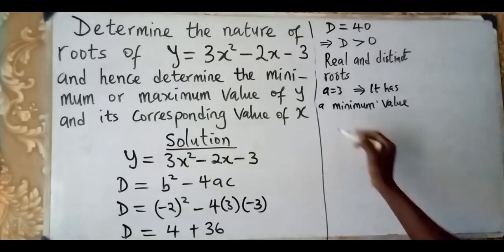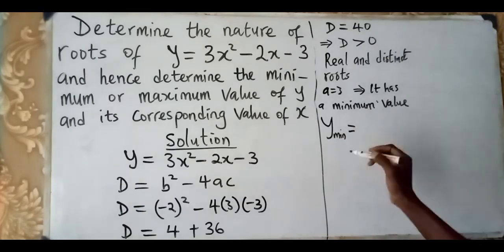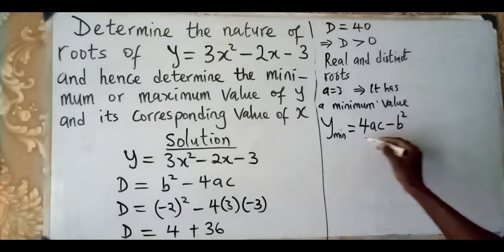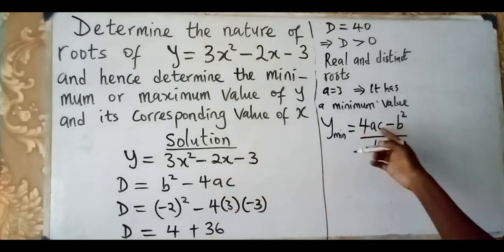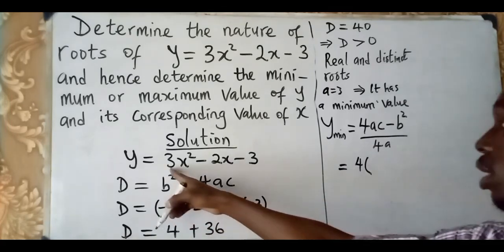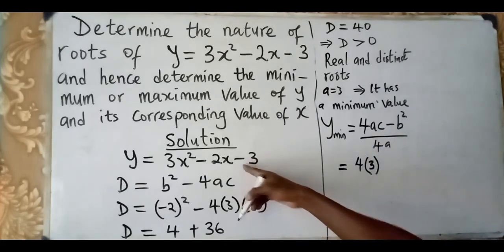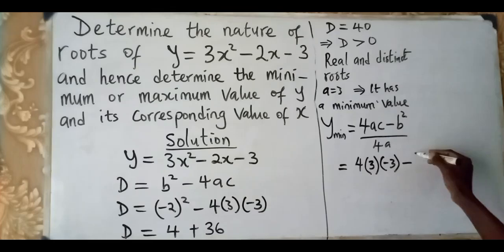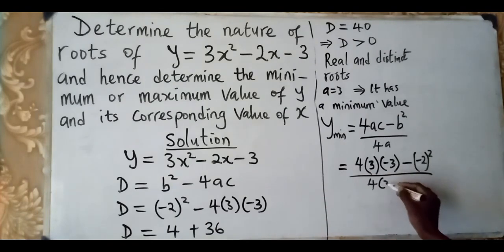So what's the minimum value of y? y minimum is equal to, remember the formula I gave in our last video, 4ac minus b squared over 4a. So all we need to do is to substitute the values of a, b, and c. So y minimum becomes 4, our value of a is 3, the coefficient of x squared, and our value of c is minus 3, our constant term, and our value of b is minus 2, which is minus 2 squared, over 4 times 3.